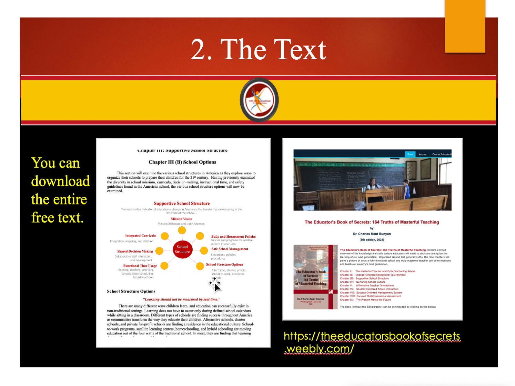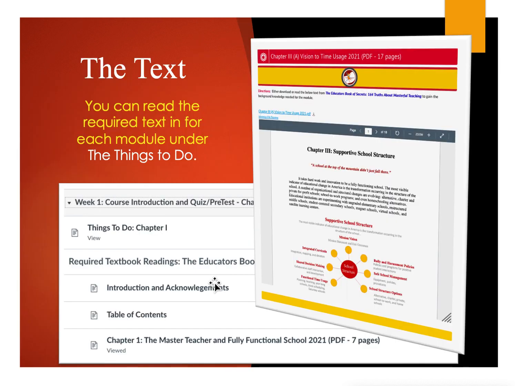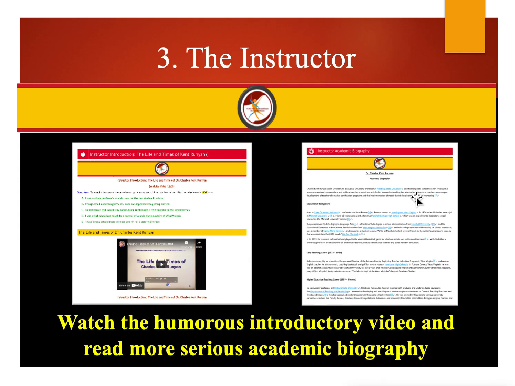You'll find those texts underneath the things to do page. You'll find the textbook reading right there. You don't even have to download it if you don't want to keep it, but you just scroll down through there and can read the text. They're usually about 8 to 10 pages long on the text.